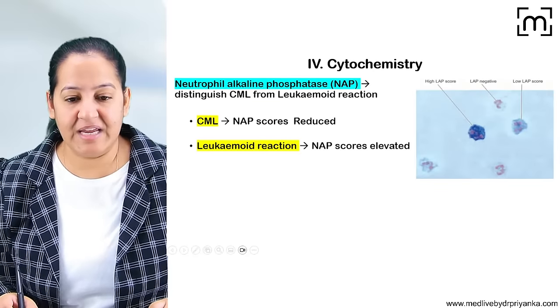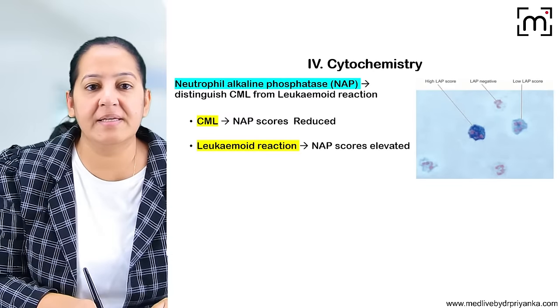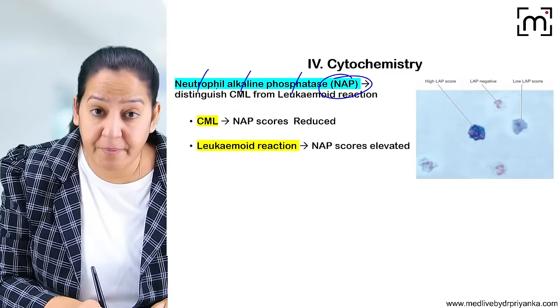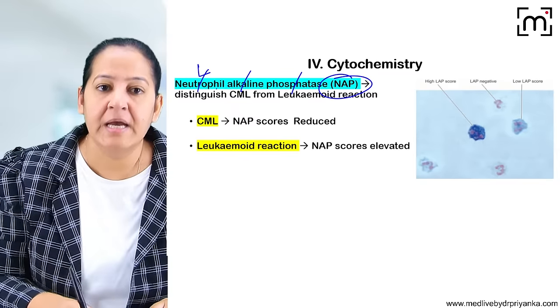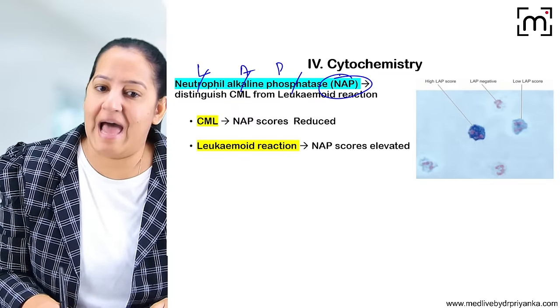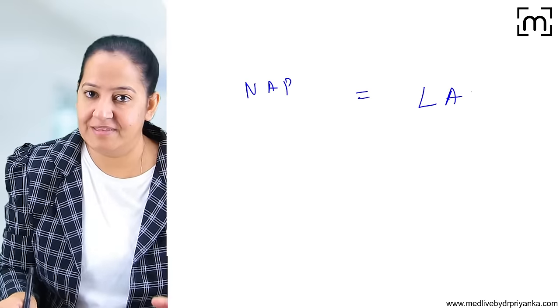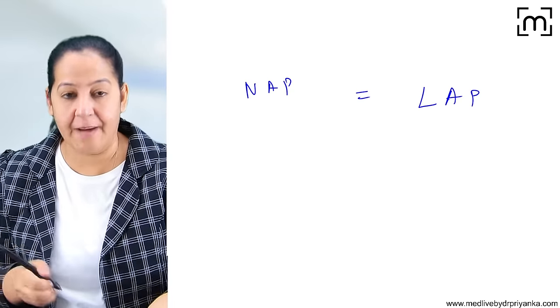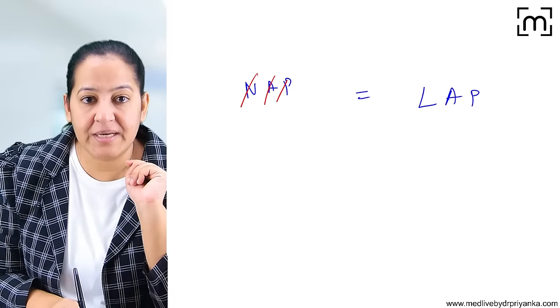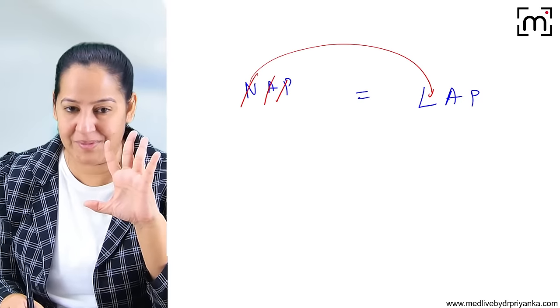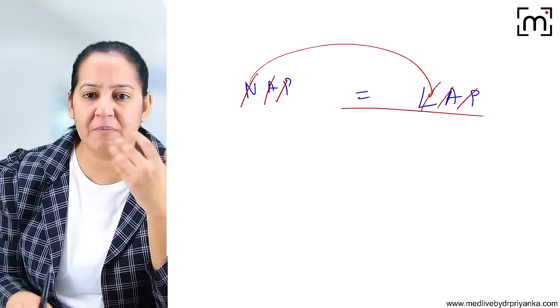Okay, what is the special stain we use here? The name of the stain is neutrophil alkaline phosphatase, NAP. Neutrophil is a type of leukocyte. Leukocyte is WBC. So it is also known as leukocyte alkaline phosphatase, LAP. So whether you say NAP or LAP, the meaning is the same. What do you mean by NAP or LAP? Neutrophil alkaline phosphatase, and neutrophil is a type of leukocyte only. Leukocyte is WBC. There are five types of WBC. So leukocyte alkaline phosphatase.